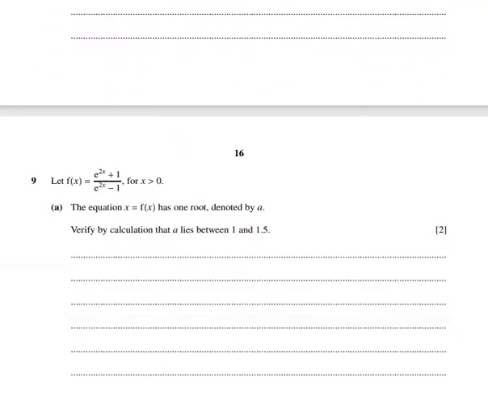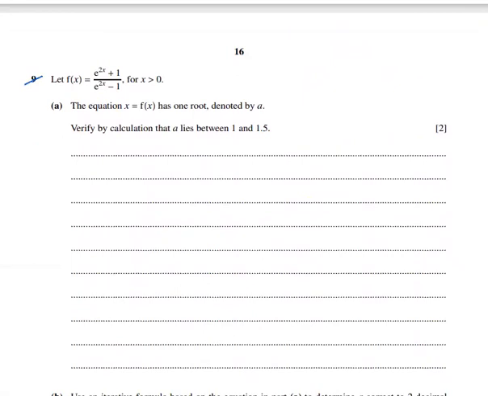Moving on to the next question. We have: let f(x) = (e^(2x) + 1)/(e^(2x) - 1) for x greater than 0. The equation x = f(x) has one root denoted by a. Verify by calculation that a lies between 1 and 1.5. So students, we can cross multiply this and we will get x·e^(2x) - x equals e^(2x) + 1.